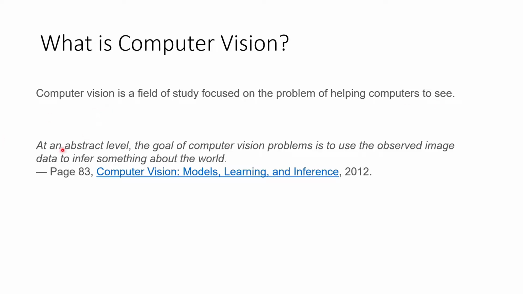This is only one example, and according to page 83 of the computer vision book, at an abstract level, the goal of computer vision problems is to use the observed image data to infer something about the world. This definition is self-explanatory, and mainly the goal is that you want to use the observed image data to infer something. Whatever is being perceived, even for us human beings, when we see something, the meaning is different for me. The same thing, if shown to you people, will be different for you, because you have different stories about every object around you, right?